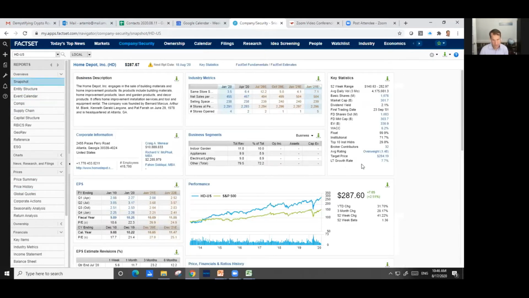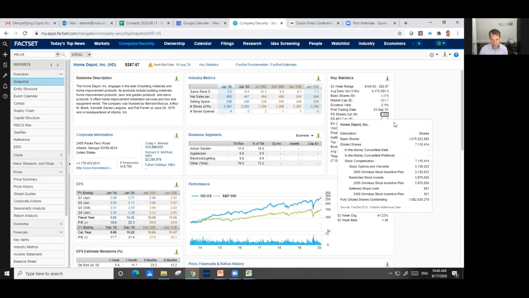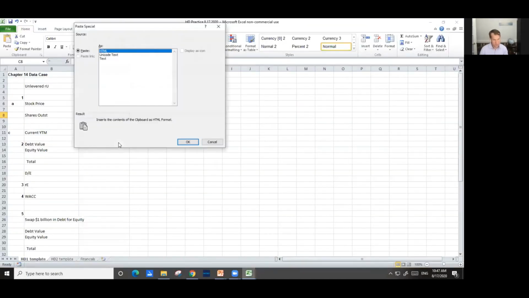snapshot. You can see two types of share counts. You have fully diluted and basic shares. Let's use fully diluted. It includes the dilutive impact of options and management compensation. We can talk more about it in class, but for now, I'll just pick fully diluted shares outstanding.